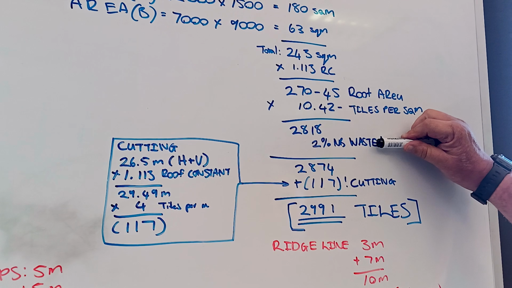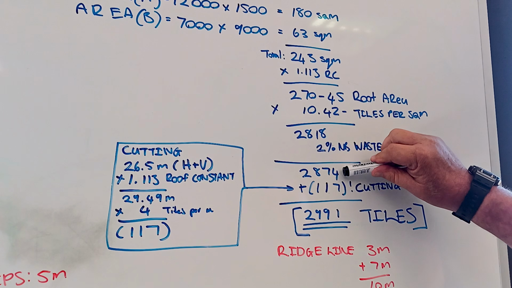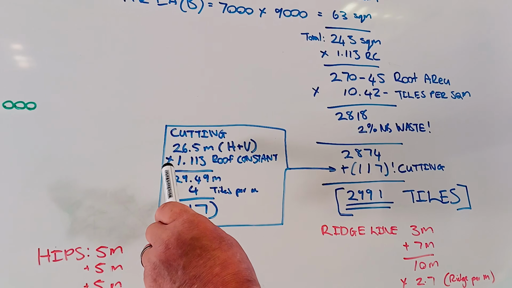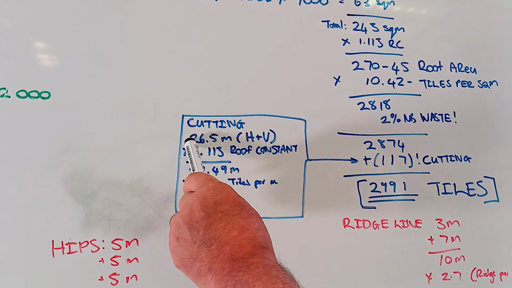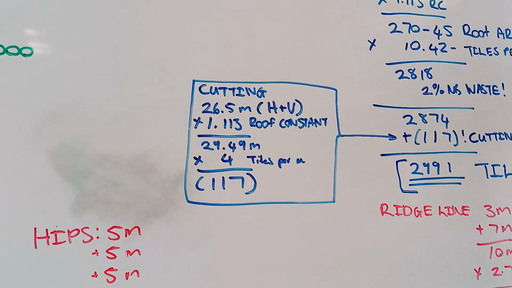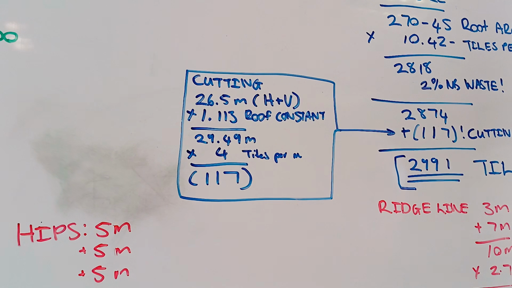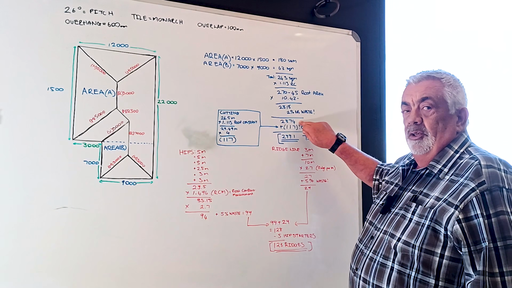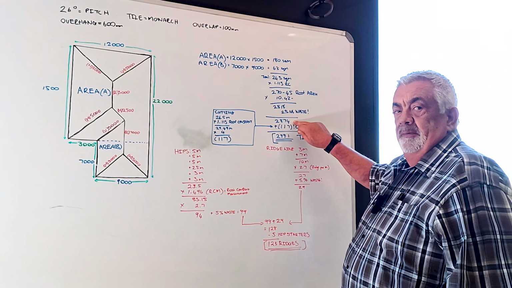And then you must also calculate tiles for cutting for hips and valleys. So you'll take the total measurements of your hips and your valleys. You will also multiply it by your roof constant here, and you will work on 4 tiles per meter for cutting. So in this case you can work on 117 tiles for cutting.